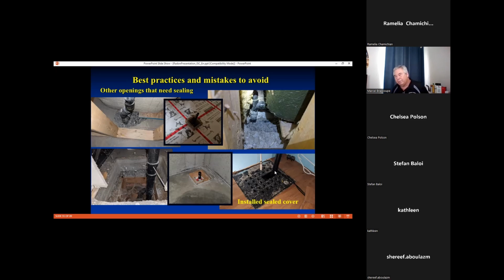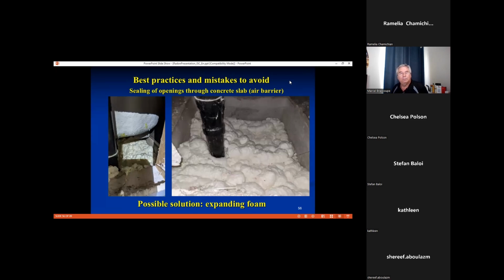So if you have a sump pump, a pit, same thing. You need a sealed cover on that. Otherwise, it's a highway for the radon to get into your home. A lot of times, a simple fix would be just using expanding foam. We could fill that hole pretty quickly. We do that a lot of times.